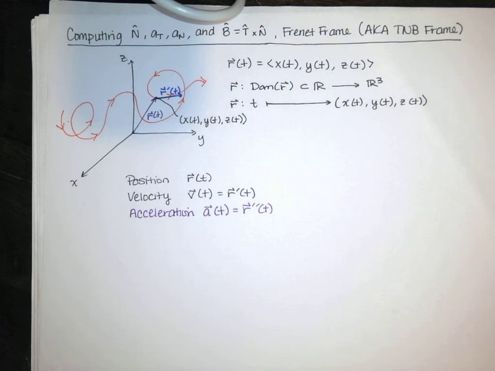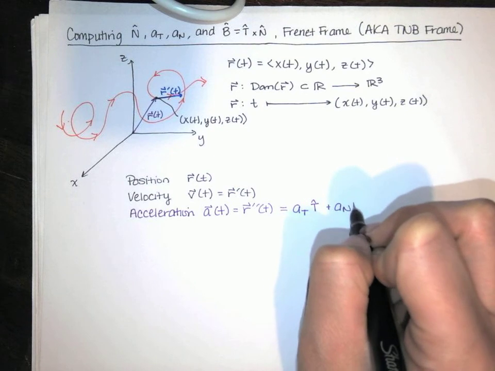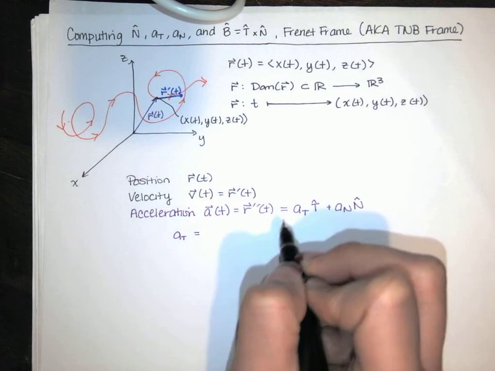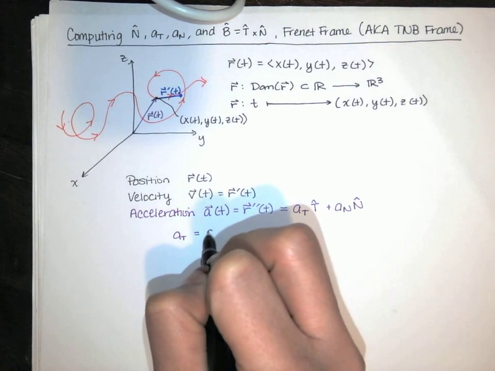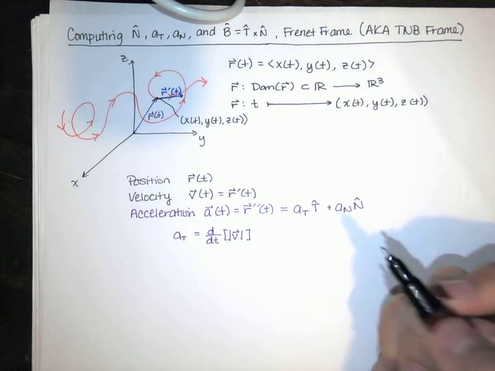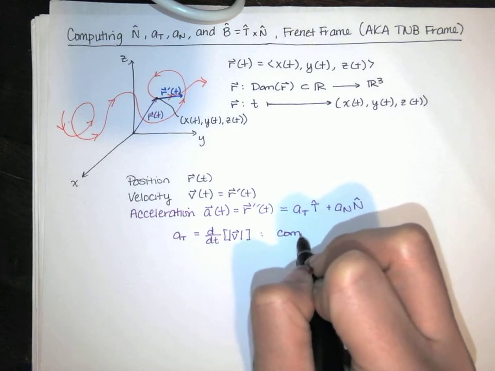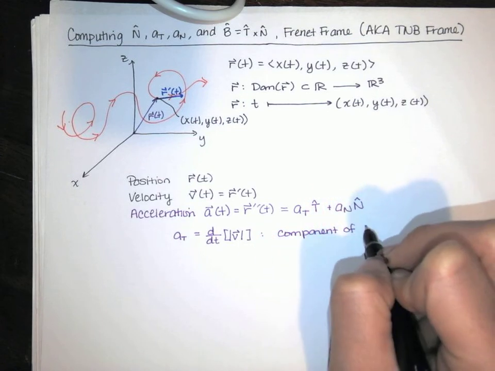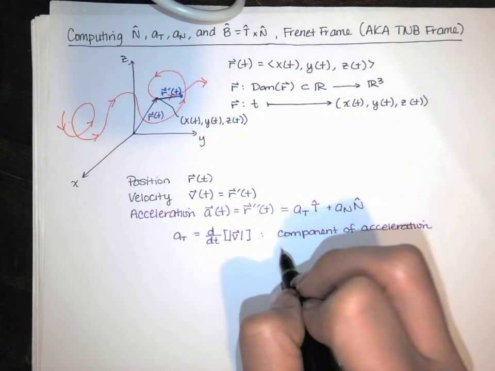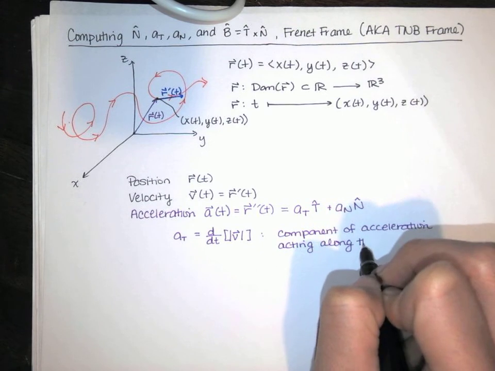The acceleration is composed of 2 parts, one in the direction of motion plus another in the direction that we're turning. And we said in the last video, a sub t, that is the scalar tangential component of acceleration, turns out to be the change in speed with respect to time. So this is the component of acceleration acting along the direction of motion.